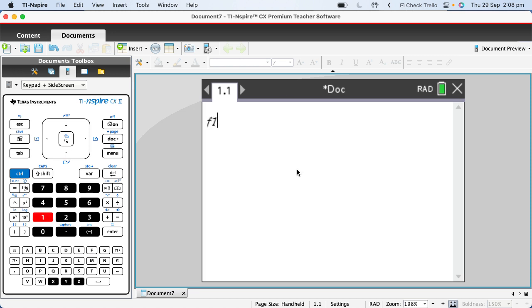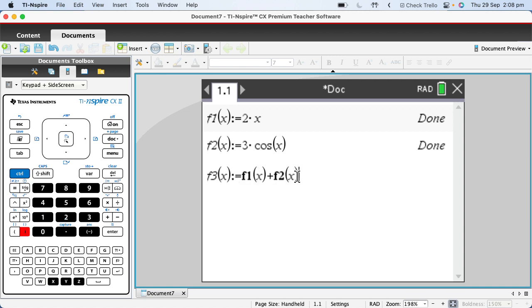You can define multiple functions. So if I go f1 of x is equal to 2x, and then I go f2 of x becomes equal to 3 cos x, then you can define a third function as the sum or difference of those two other functions, like this. So I'm just imagining that there might be problems where you've got multi-parts to your problem, and I just wanted to get you used to the idea that you can build up your equations like this. Okay, and it's quite handy in that.